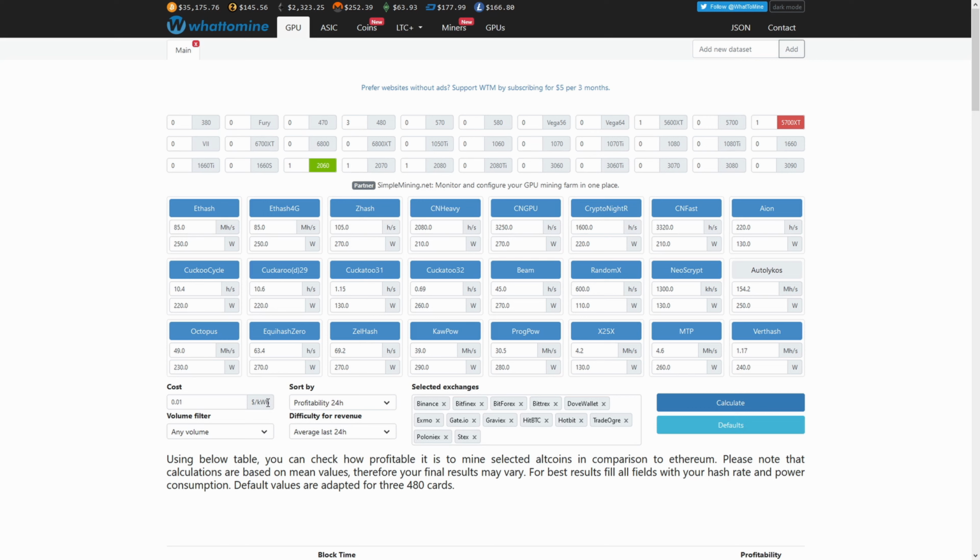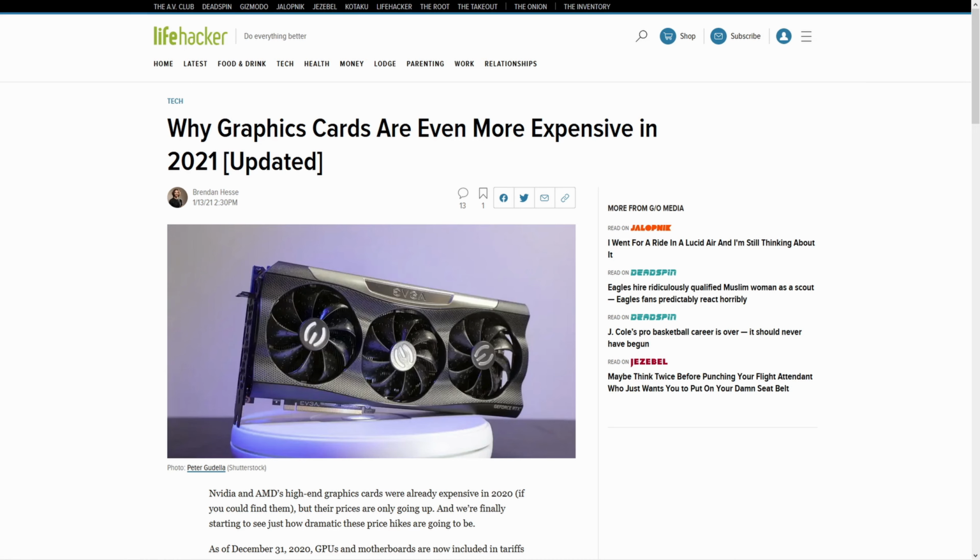And then you input your power cost. I do want to say just straight up, if you currently do not have a powerful GPU or power is incredibly expensive where you live, then it's most likely not going to be profitable for you to mine. If you haven't been keeping track of graphics card prices as well as PC hardware in general, prices have been insane recently.